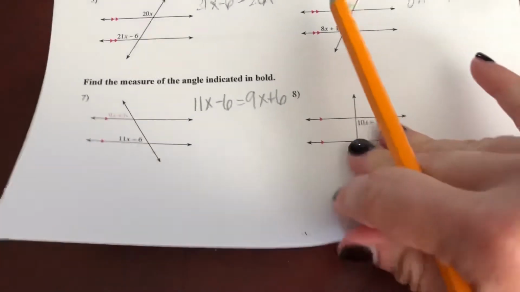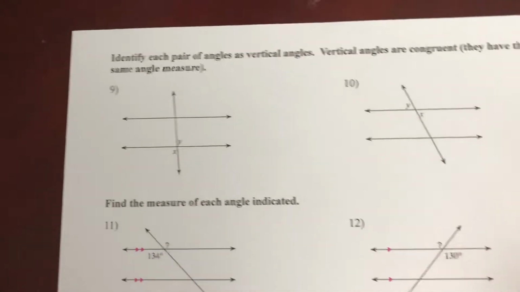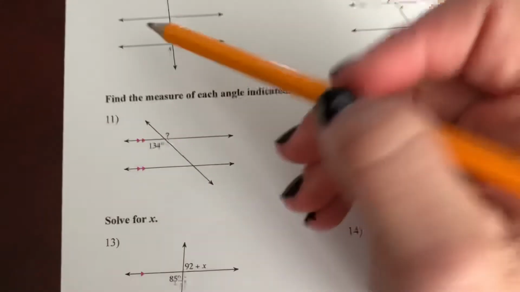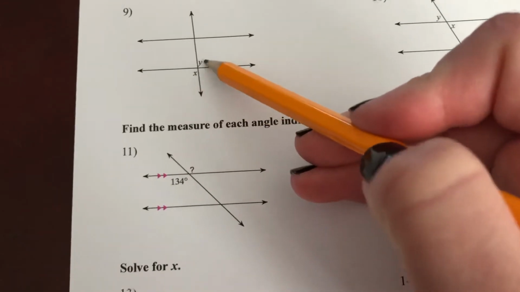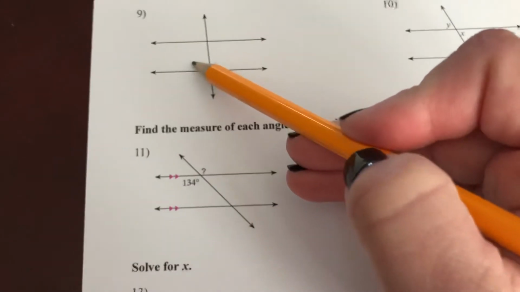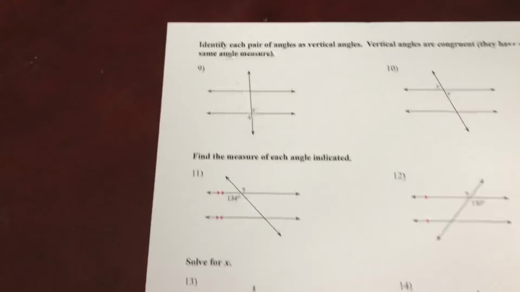So that's corresponding angles. The second page is going to be vertical angles. Vertical angles are also congruent, and vertical angles kind of look at each other. It's like this and this, this and this, this and this, this and this.